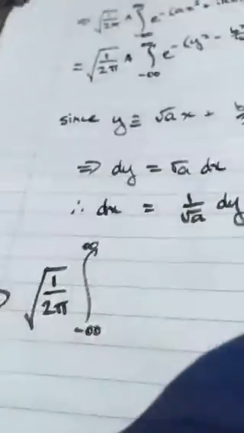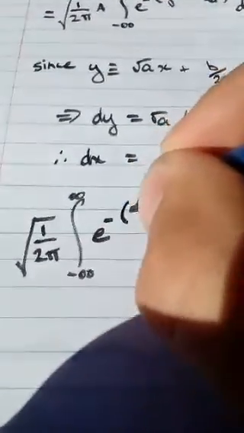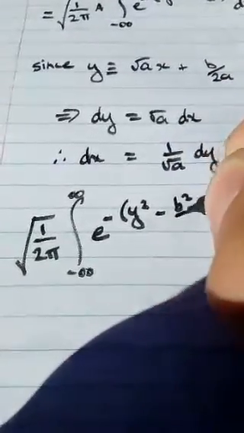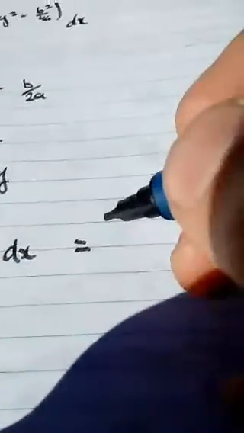This implies that 1 over 2 pi, all square rooted, integral from minus infinity to infinity. I think my pen is finally dying. My favorite pen is dying. No. All right.